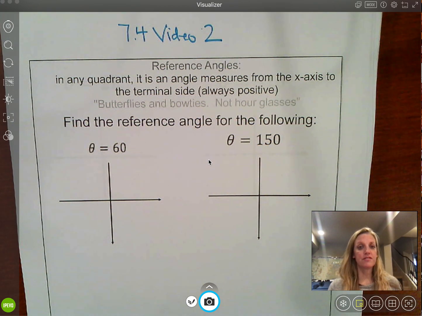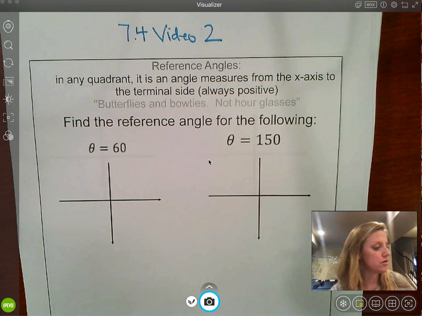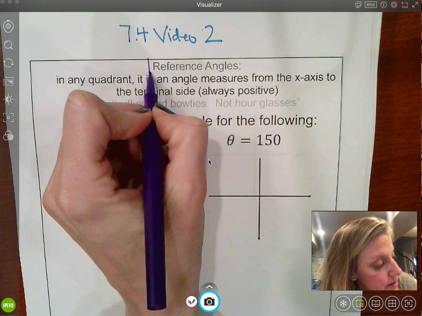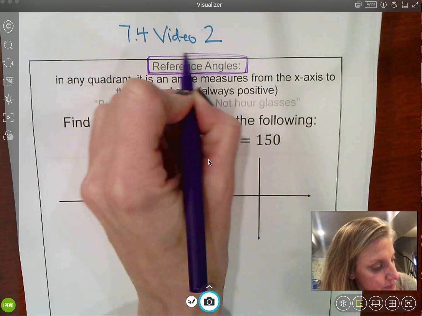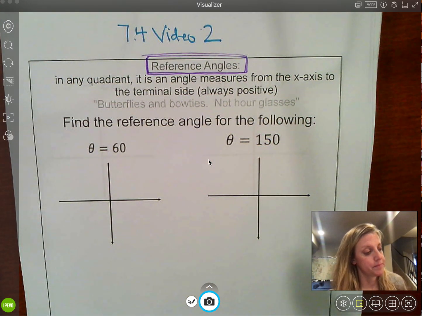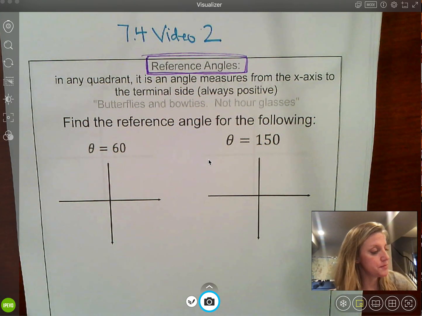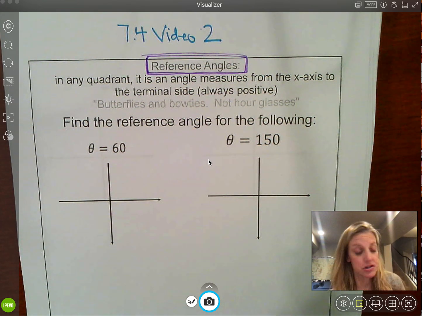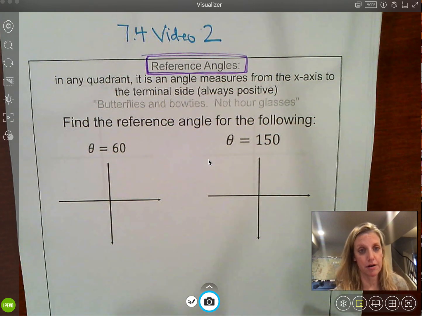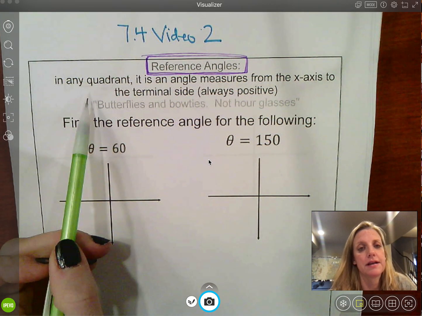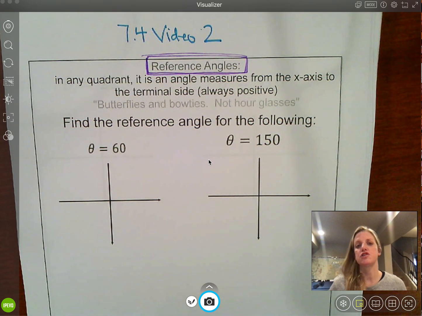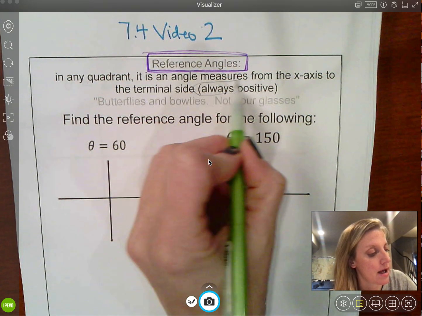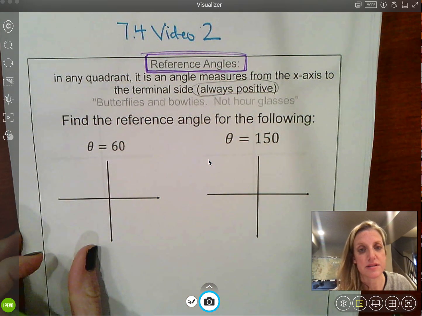So 7.4 video 2, the next thing for your notes is to talk about reference angles. Basically, a reference angle helps take really big angle measures and helps us visualize them better. So in any quadrant, the reference angle would be an angle that measures from the x-axis to the terminal side. And it's always positive. I would write that down to remember that a reference angle always has to be positive.